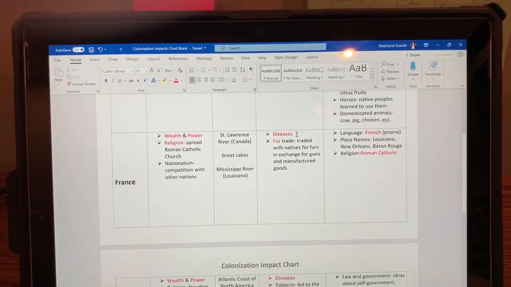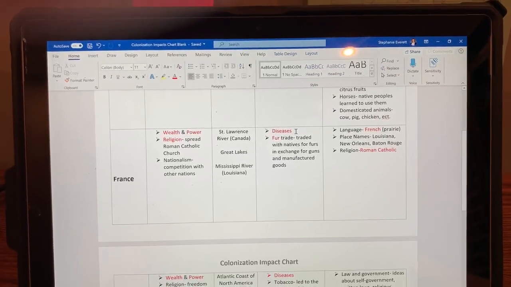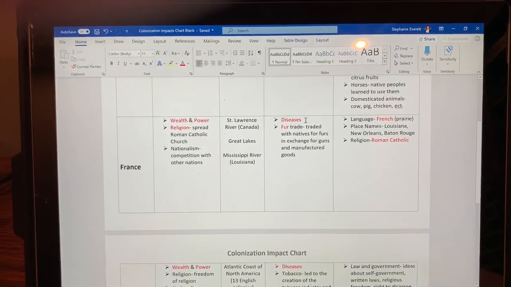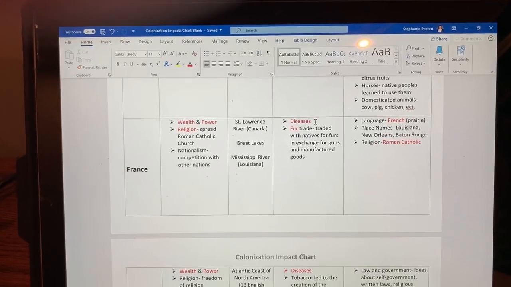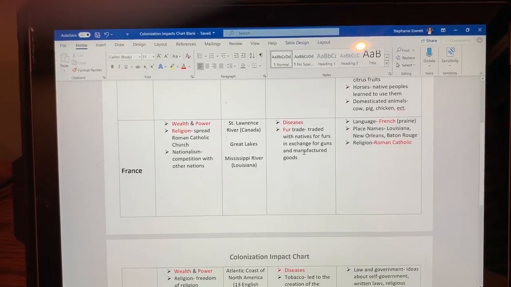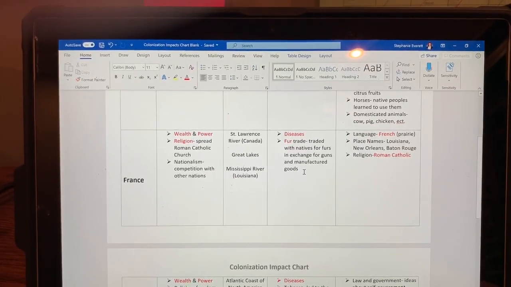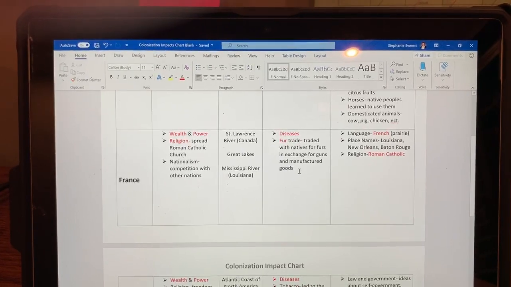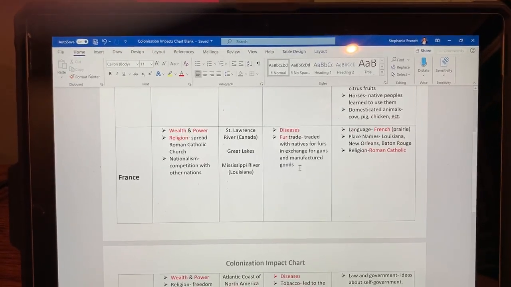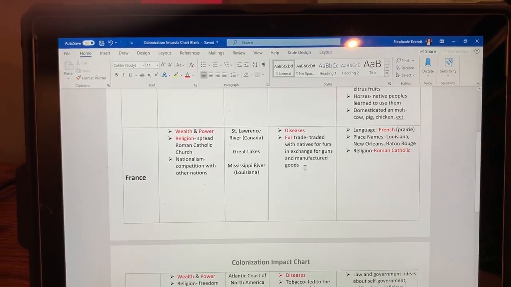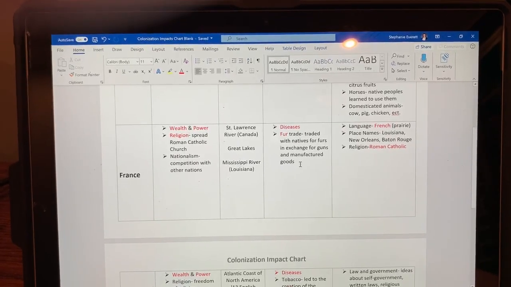Negative impacts, diseases. We've talked about this. Every single European group that came brought diseases and had a huge negative impact on the native groups. Another one for the French, though, is specifically fur trade, because the French came not so much for gold. They didn't make their wealth from gold and silver like the Spanish. They made their wealth from fur.